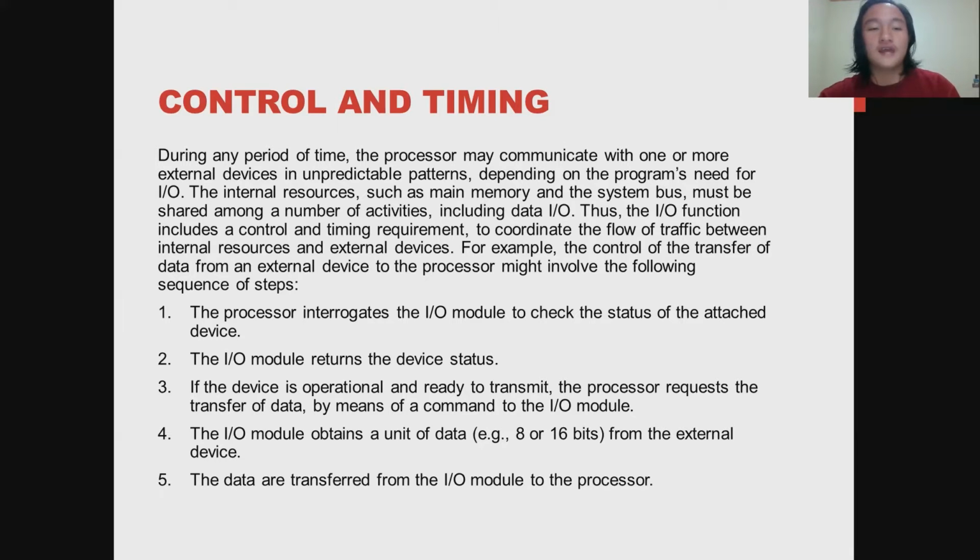For example, the control of the transfer of data from an external device to the processor might involve the following sequence of steps. The first step, the processor interrogates the input-output module to check the status of the attached device. The second step, the input-output module returns the device status. If the device is operational and ready to transmit, the processor requests the transfer of data by means of a command to the input-output module. The input-output module obtains a unit of data, for example 8 or 16 bits, from the external device. In the final step, the data are transferred from the input-output module to the processor.